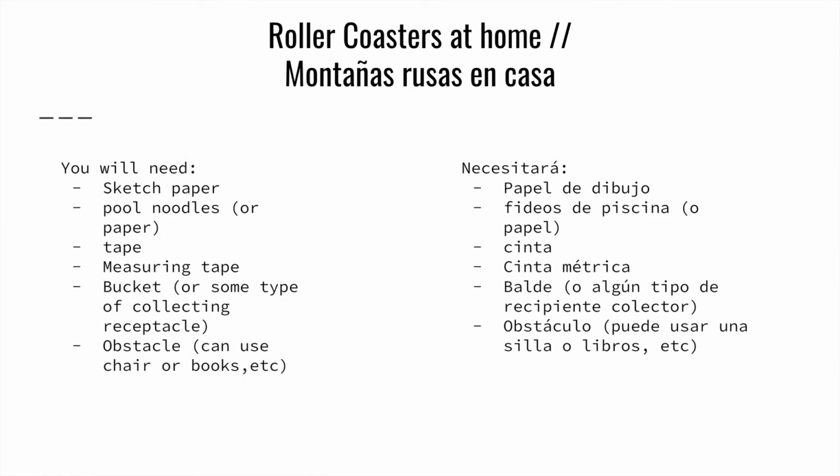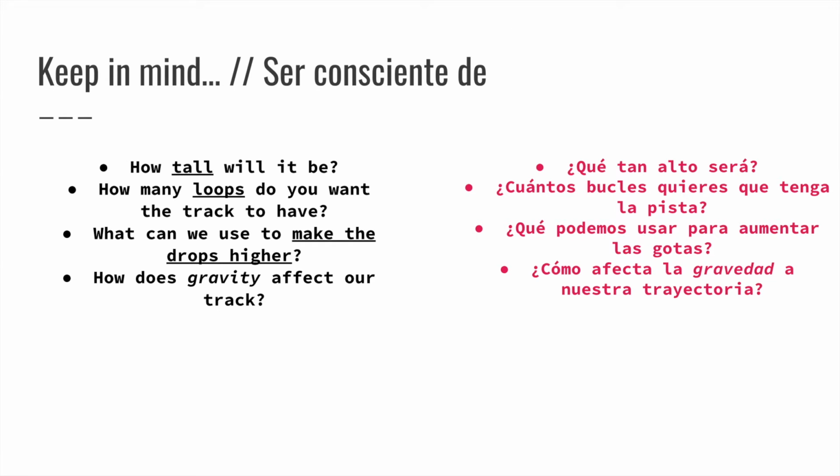So you will need everything on the screen, but I will read it aloud anyways. You will need sketch paper, pool noodles, or paper if you don't have them, tape, measuring tape, a bucket, an obstacle, and a little marble.